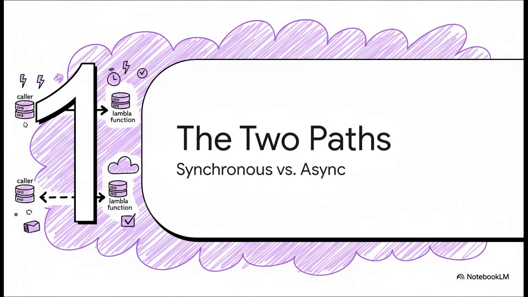Now, the moment you decide to invoke a function, you're faced with a choice. It's like a fork in the road. And the path you pick here has a huge impact on how your whole application is going to behave. We're talking about synchronous versus asynchronous invocation.